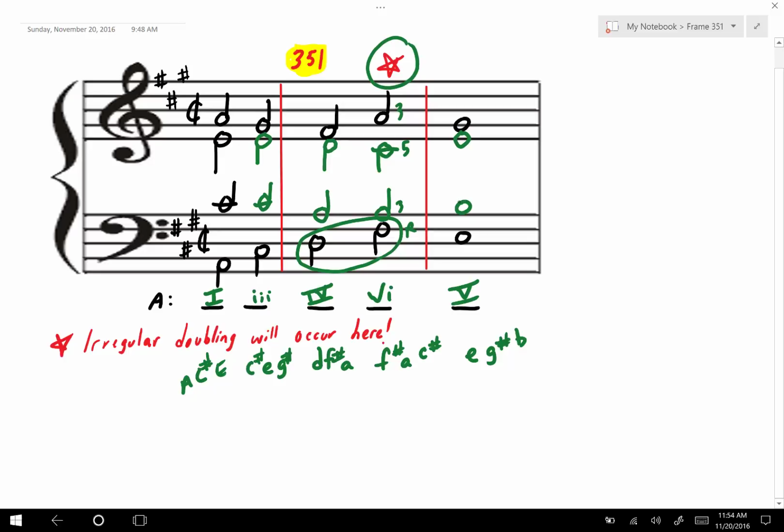Go through each chord, make sure that you have the correct doubling that you need, make sure that there are no more than an octave separating your upper three adjacent voices. Make sure you have every chord tone member present. And that's how you would do frame 351. Thanks so much.